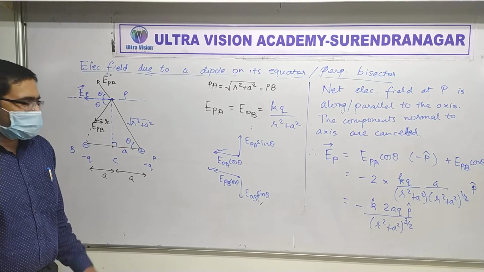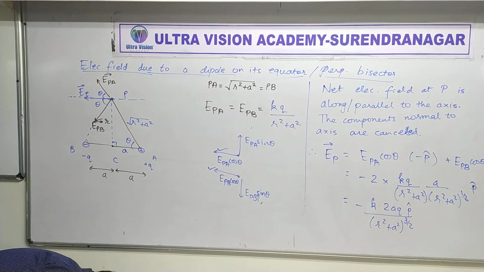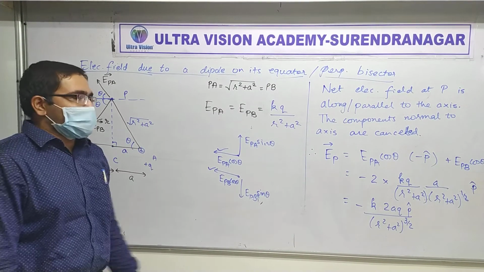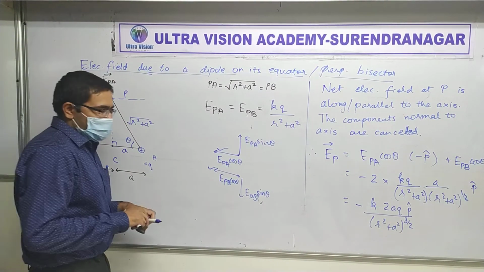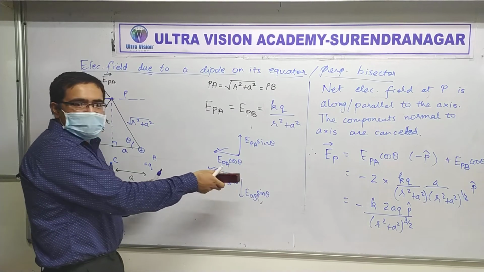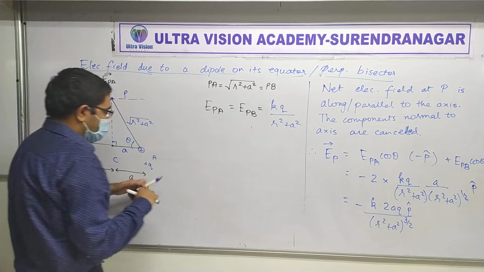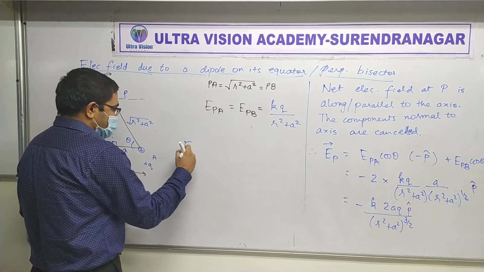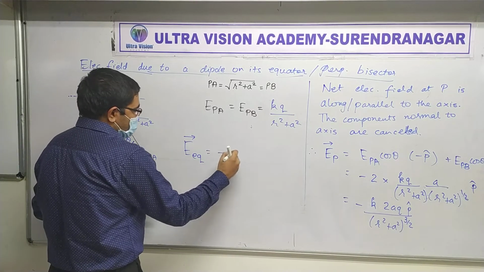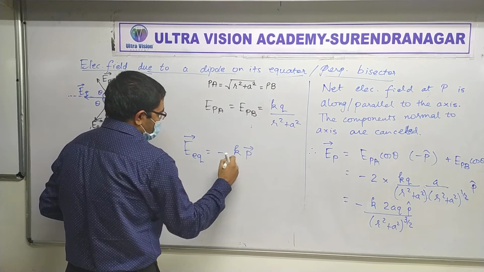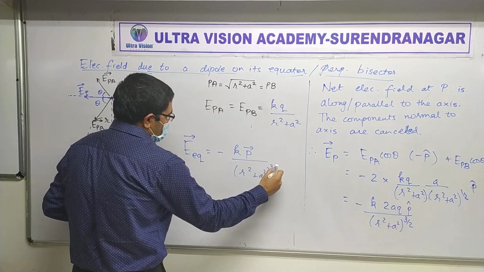Right. So what will be our final answer? What do you think? Electric field on the axis of dipole. What do you think will be our final answer? Yeah, minus kp vector. I'm erasing this. I hope we have done. Okay. So I can write it here. So final answer will be as follows: electric field on the equator of the dipole is minus k p vector upon r square plus a square raised to 3 by 2.